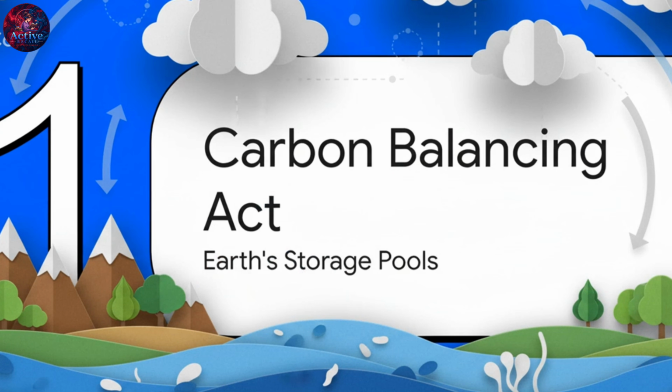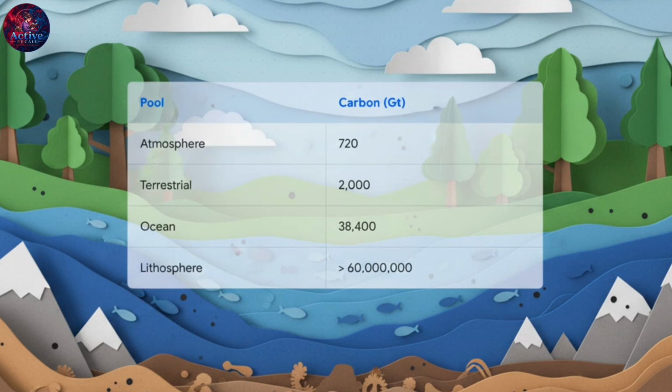Let's kick things off with Section 1, Earth's Carbon Balancing Act. To really get this, we have to look at how carbon is constantly moving, trading places and recycling between these massive storage pools across the entire planet. And just look at the staggering scale of these pools, measured here in gigatons. So up top, the atmosphere holds about 720 gigatons. Sounds like a lot, right?